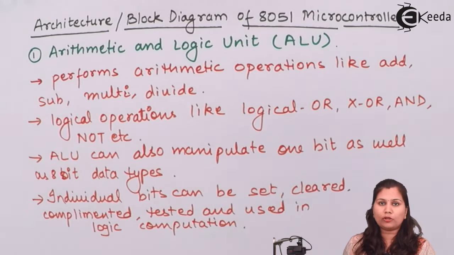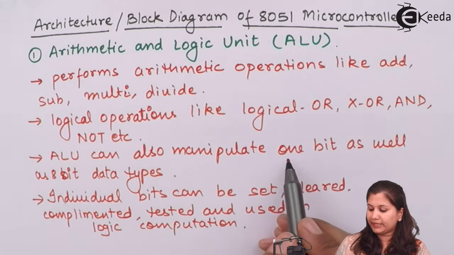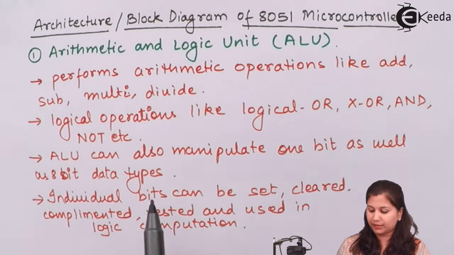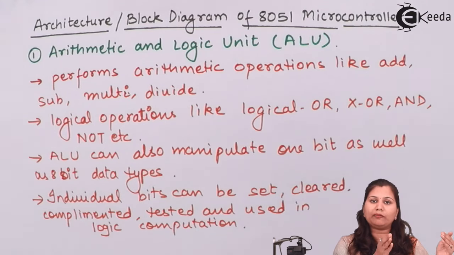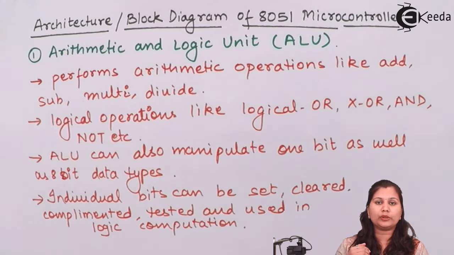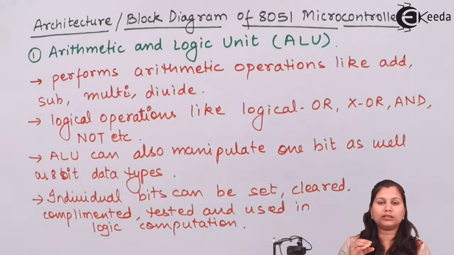This arithmetic and logical unit can manipulate 1 bit as well as 8-bit data types. Because this unit performs all the arithmetic and logical operations, it is also capable of manipulating 1 bit, meaning out of the 8 bits of the data, it can change either 1 bit, or it can change the 8-bit data types. So the range of data types will be from 1 bit to 8 bits, and it can perform operations with all these data types.